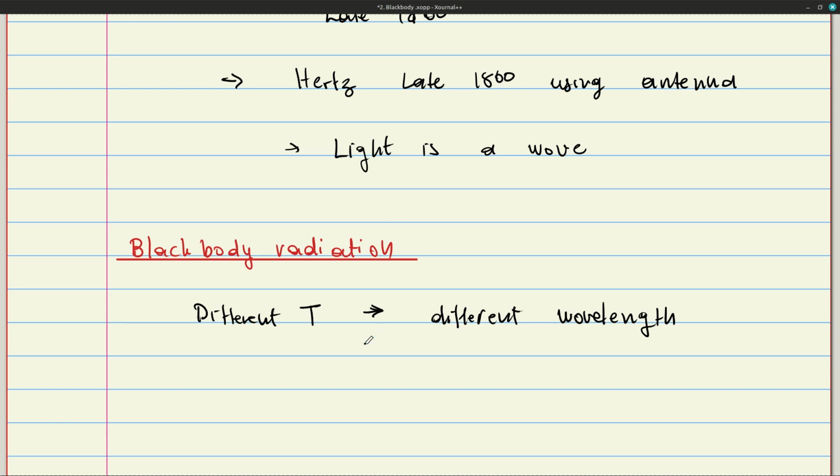And the problem of blackbody radiation: given the temperature, calculate the amount of light at a given wavelength. Calculate I of lambda, the intensity of radiation.